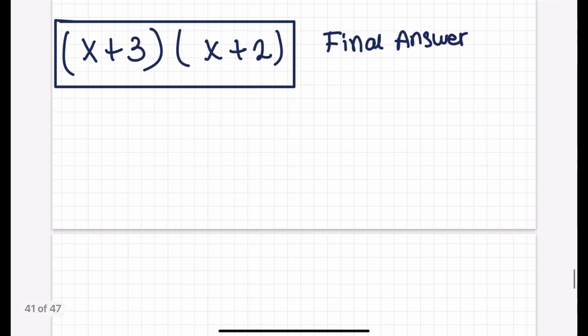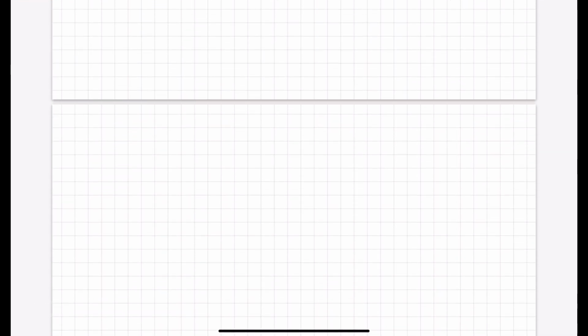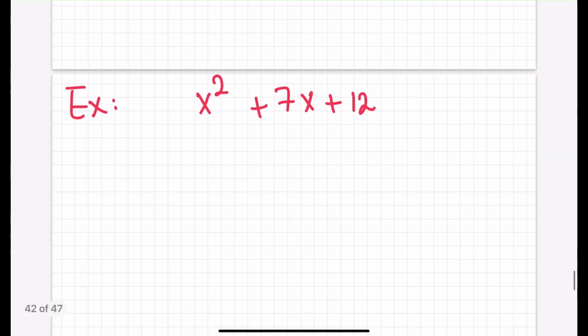So let's move into our next example so you guys can be more comfortable with it. The next example would be x squared. I'm just going to write down example. So it's going to be x squared plus 7x plus 12. In the corner, I'm going to write down the form.